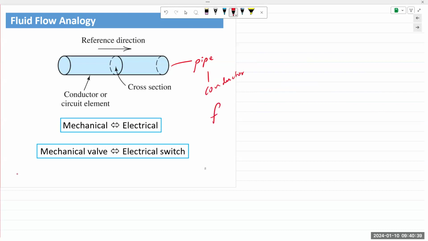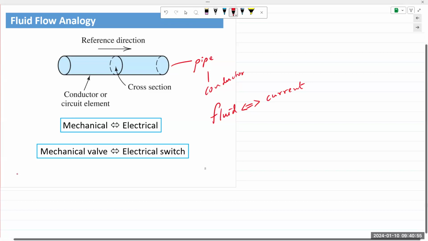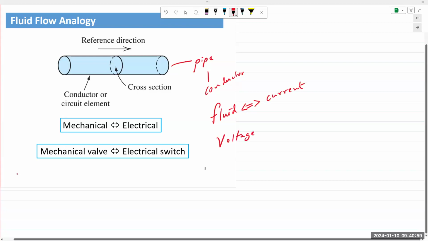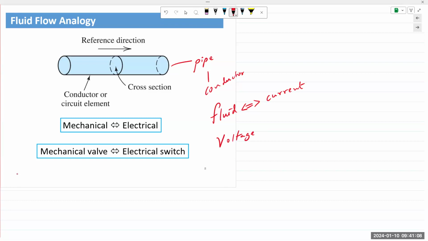The fluid flowing through the pipe would be similar to electrical current. And voltage would be the pump or the pressure that's allowing or forcing the fluid to flow through. The pressure differential at two ends would force that current to flow through.